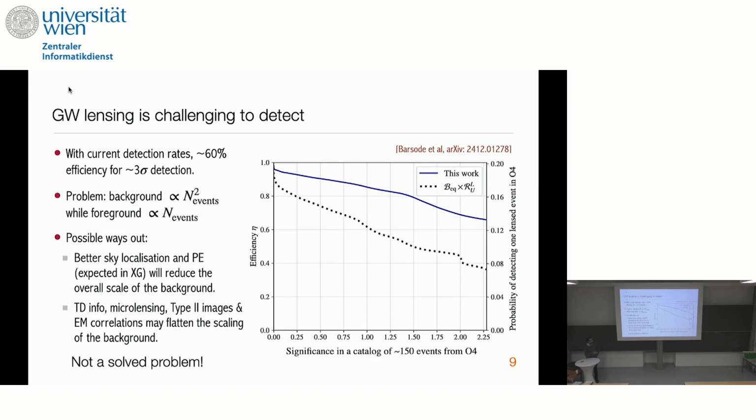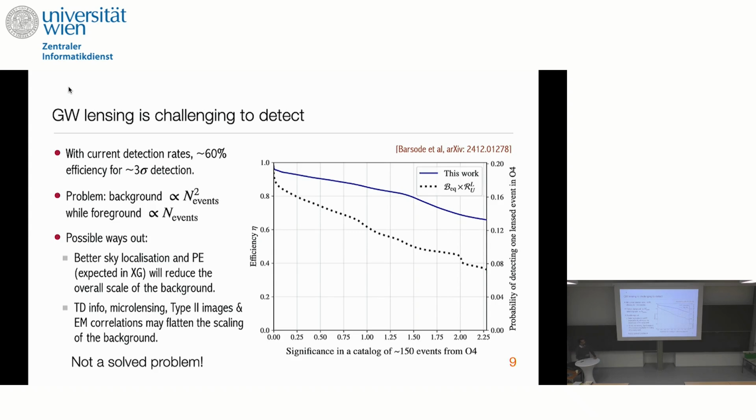Now you can also ask, what is the likelihood of seeing a lensed event in the current data? It is not very large, maybe like 10%. There's about a 10% probability of seeing a lensed event in the current data, by folding in the optical depth, etc. Now, the problem is that in the future, when you have a large number of events, you have to check each pair of these events to check whether these are lensed or not. So your background would scale as n squared, while the foreground, the truly lensed events, would only scale as the number of events. Your optical depth is fixed.